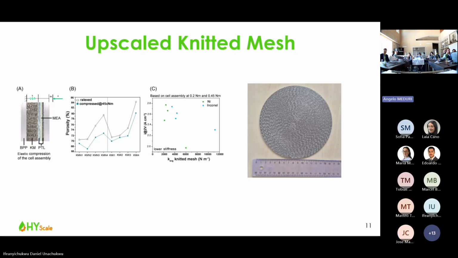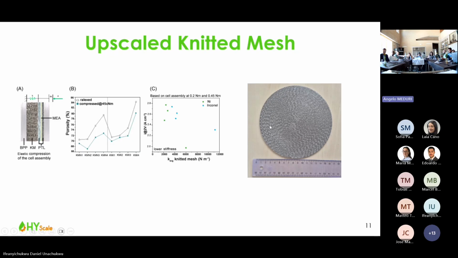Then this image showed the porosity and how it changes when it's compressed. Because it's flexible, it will also get compressed, which means the porosity is a little bit reduced when compressed in the stack. And this Inconel material has a higher stiffness. That means the compression is lower, but the spring is also less, so it's less flexible.